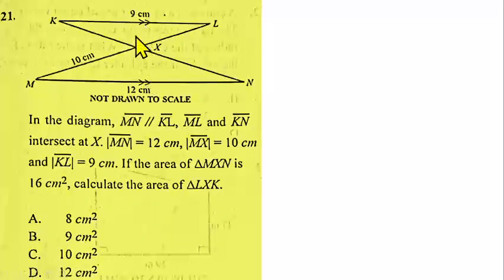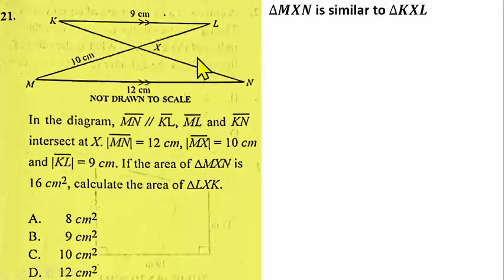So we can say that the two triangles are similar. That is how to verify if two triangles are similar. So we are now sure that triangle MXN is similar to triangle KXL. Now how would that help us? If they are similar, that means their areas also have a relationship.